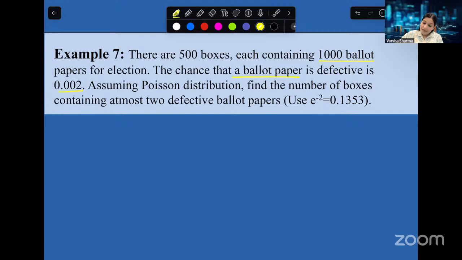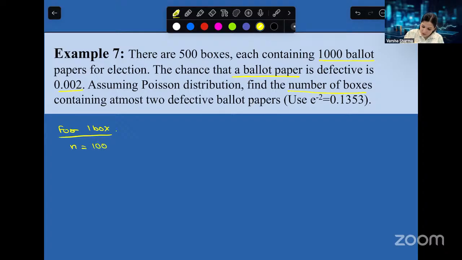Assuming Poisson distribution, find number of boxes. If I have to find number of boxes, I'll first find the probability for one box and then I'll multiply with total number of boxes. So first we'll do the sum for one box. For one box, number of papers 1000, p 0.002. Lambda average for one box will be 2. If instead of number of boxes, the question would have been find the probability, then I would have multiplied this by 500. Okay.